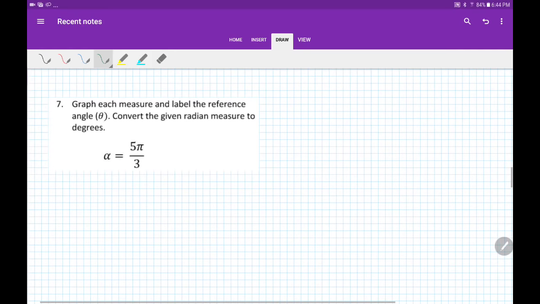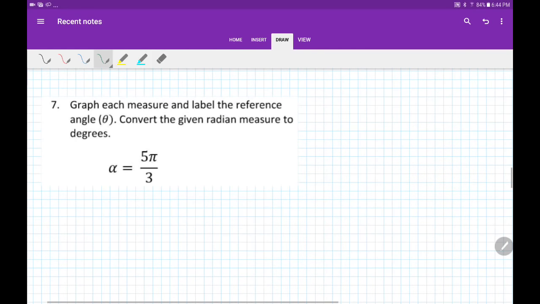All right, we're on to number 7. It says graph the measure and label the angle. So first let's graph this by converting to degrees. I don't know about you, but it's very hard for me to graph straight from radians. I need to convert to degrees first.